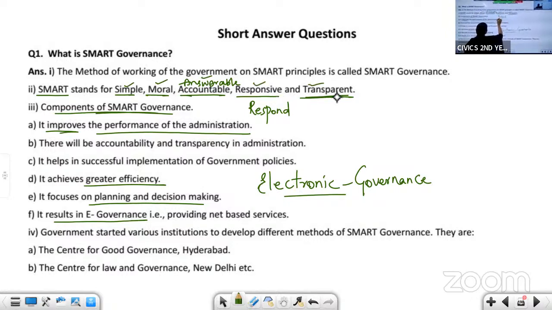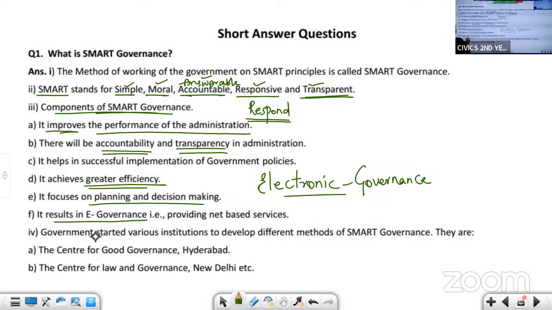So the principles of smart governance are that the government should be simple, moral, accountable, responsive, and transparent. They should be able to respond to the problems of the people. There will be accountability. They are answerable to the people, and everything is transparent. People have direct access to the information. If you want to apply for a scholarship, you can go to the website directly and apply. You need not have a middleman to do that work. The work is done quickly, efficiently, within seconds, within minutes. You are able to fill the forms and make the payments.